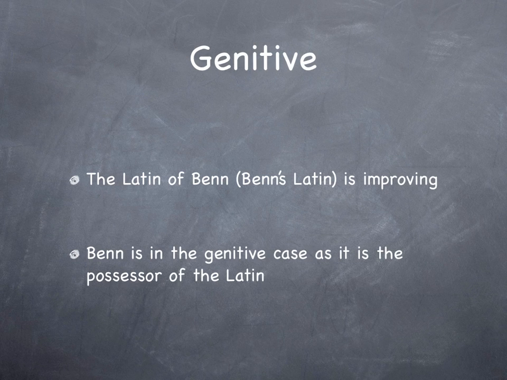The genitive case. This was the case that we said which involves possession. So, the Latin of Ben is improving. Ben, in this sentence, is the possessor, therefore Ben would be in the genitive case. Of course, we might say Ben's Latin instead of the Latin of Ben. It would be the same thing, they would both be in the genitive case.